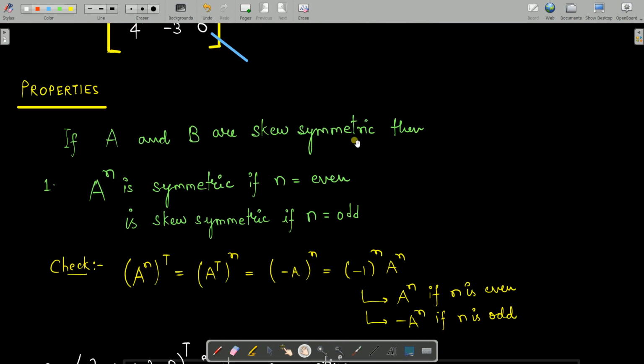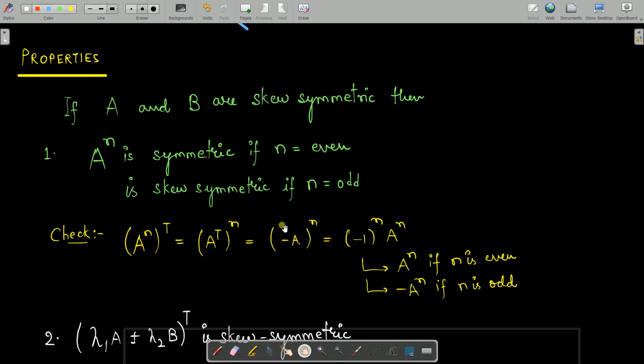Now there are certain properties. If A is skew symmetric, then A to the power of n is symmetric if n is even, and it is skew symmetric if n is odd. Let's check. I'm not sure whether A to the power of n is symmetric or skew symmetric. The only funda is that you need to find the transpose. So I can write A power n whole transpose. I can interchange it: A transpose whole to the power of n. This could be written as minus A, because I have assumed that A is a skew symmetric matrix. So instead of A transpose, I can simply write minus A.